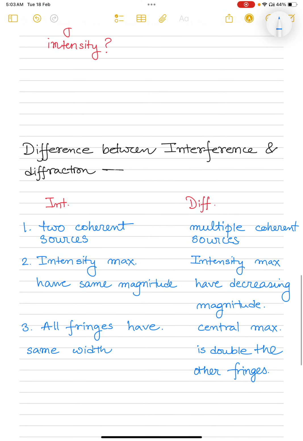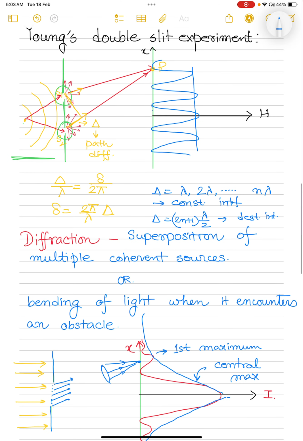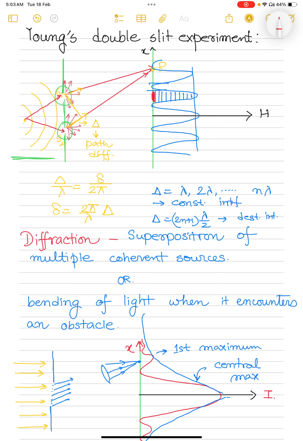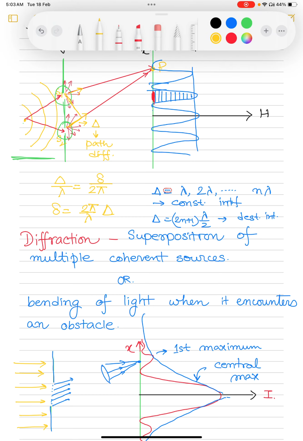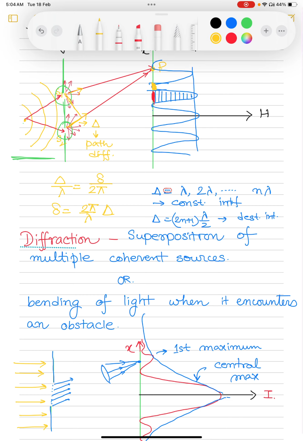And third, in interference all fringes have the same width. What is the width of the fringe? These are called fringes. So this is a bright fringe, and this is a dark fringe. So all of these fringe widths are the same.